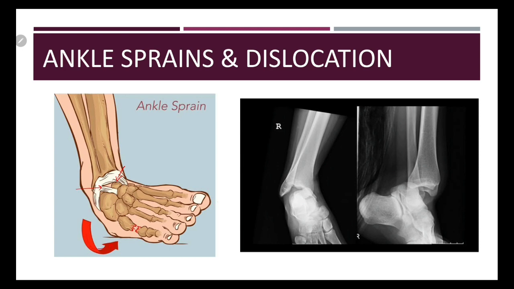When the plantar flexed foot is excessively everted, the deltoid ligament is not torn. Why is it not torn? Because it's very strong, and instead there is an avulsion fracture of the medial malleolus. The inversion sprains are more common than the eversion sprains.